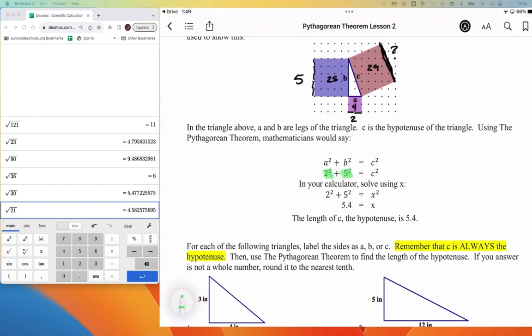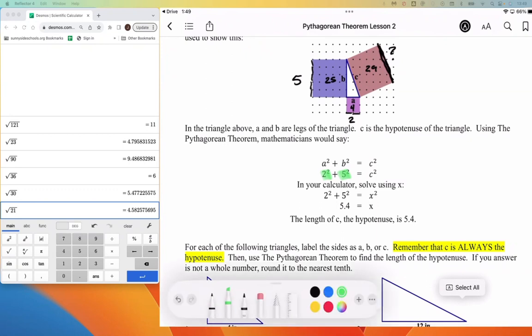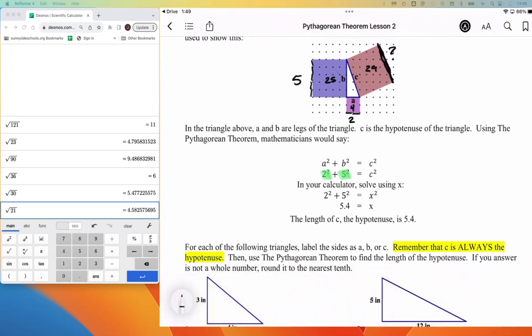So in your calculator, we're going to solve for x. There's a step kind of missing here that I'm going to write in, actually, because I hate it when steps are skipped. We would put in 2 squared plus 5 squared, which would give us 2 squared is 4, plus 5 squared is 25. That would give us 4 plus 25 is 29. Now the next piece that needs to happen is 29 is equal to c squared.